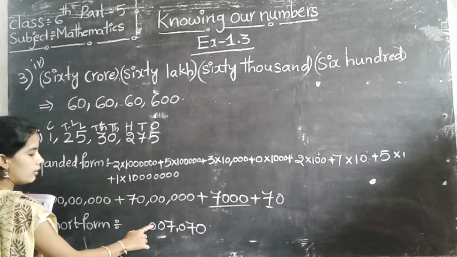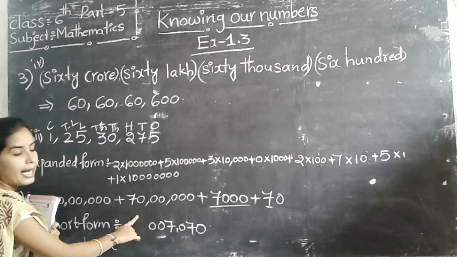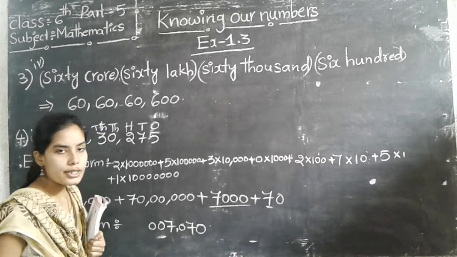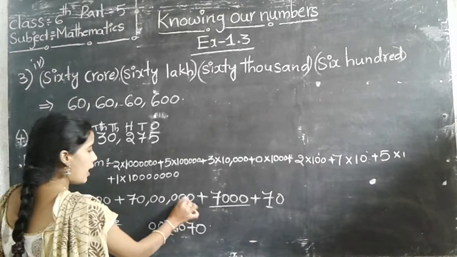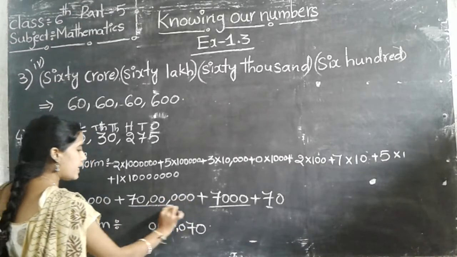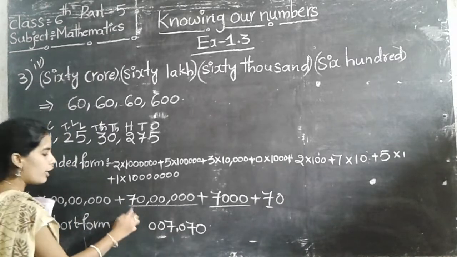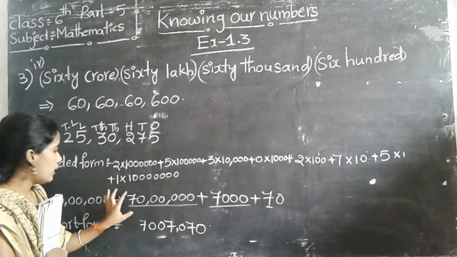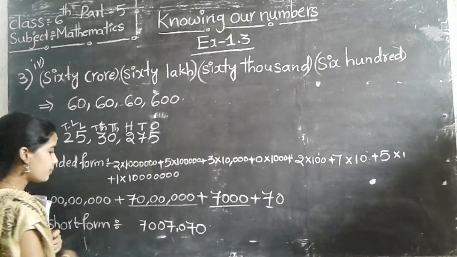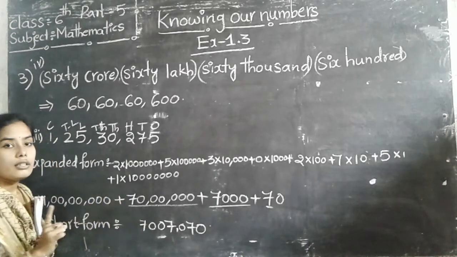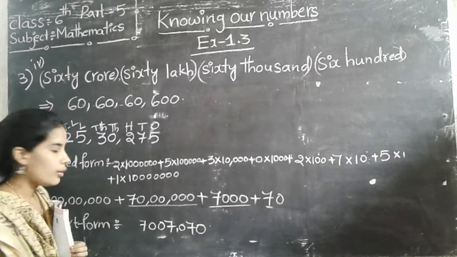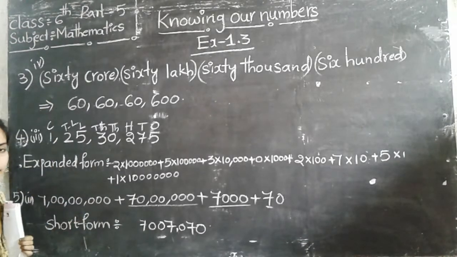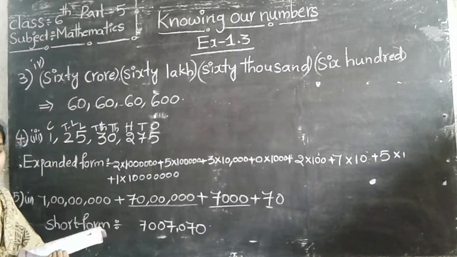Next, after lakh, 10 lakh. 10 lakh is there. How many zeros in 10 lakh? 6 zeros: 1, 2, 3, 4, 5, 6. Yes, they gave 70 lakh, so you have to write it in the 10 lakh position. After 10 lakhs, next lakhs, 10 lakhs, crore. In crore, how many zeros are there? Crore has 7 zeros.